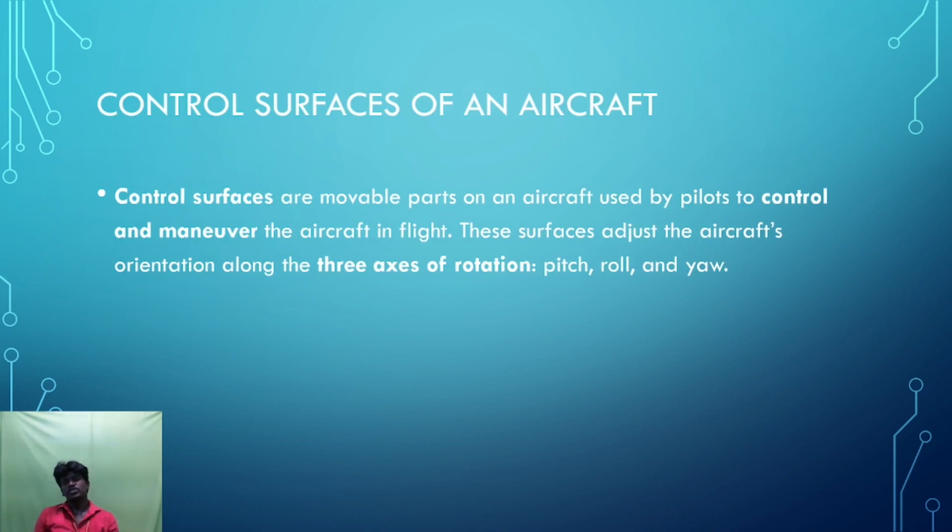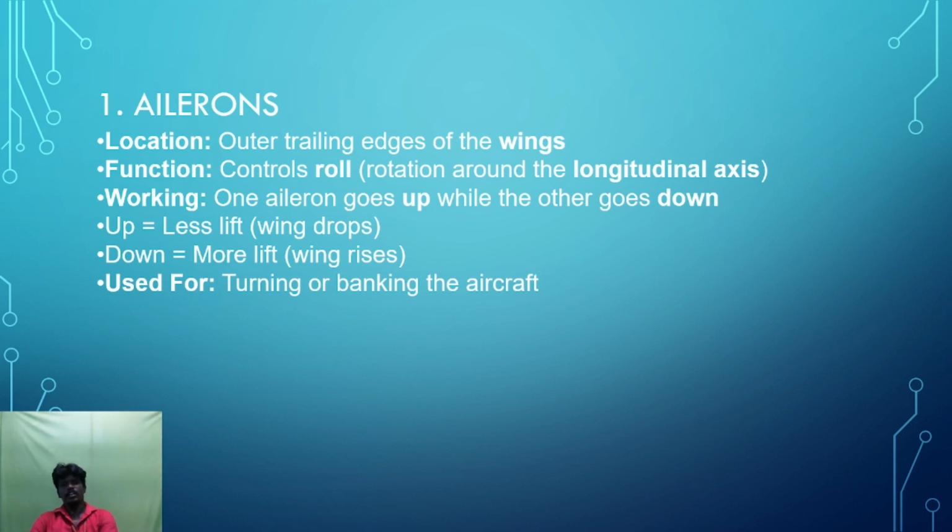Next we move to control surfaces of an aircraft. Control surfaces are movable parts of an aircraft used by pilots to control and maneuver the aircraft in flight. The surfaces adjust the aircraft's orientation along the three axes of rotation: pitch, roll and yaw. Ailerons are located at the outer trailing edge of the wing. Function: controls roll. Working: one aileron goes up while the other goes down.